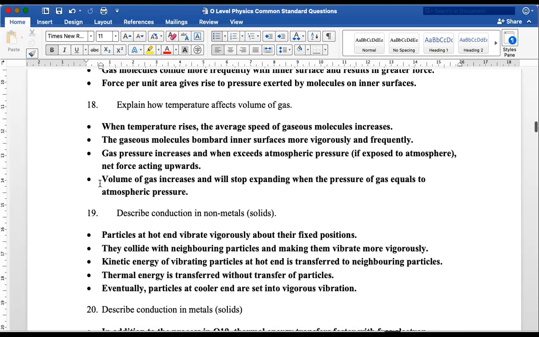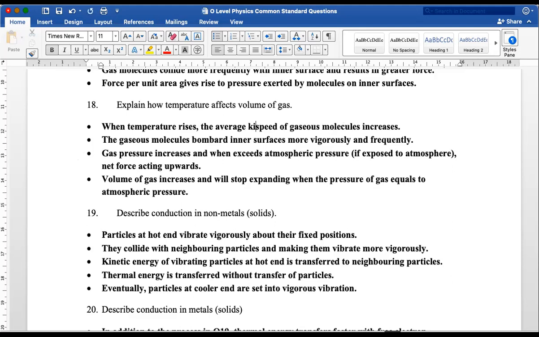Explain how temperature affects the volume of gases. When temperature rises, the average speed of gaseous molecules increases. The gaseous molecules bombard the inner surfaces more vigorously and frequently. The pressure of the gas increases, and when it exceeds atmospheric pressure, if exposed to the atmosphere, there is a net force acting outwards. The volume of the gas increases and will stop expanding when the pressure of the gas equals the atmospheric pressure.